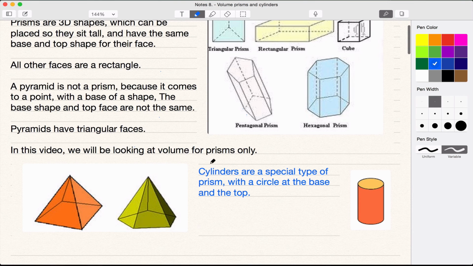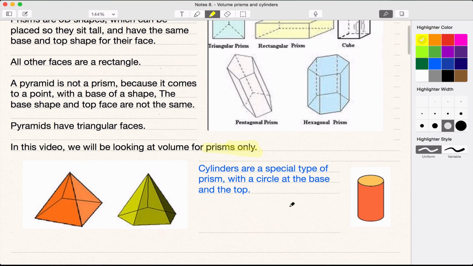In this video, we're going to be looking at volume for prisms only. So we're not going to look at pyramids. Cylinders are also a special type of prism with a circular face at the base, and a circle at the top as well.